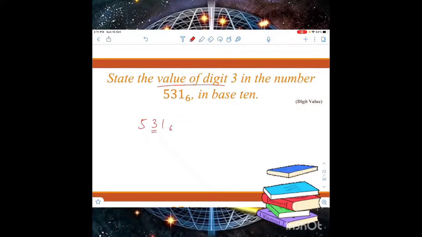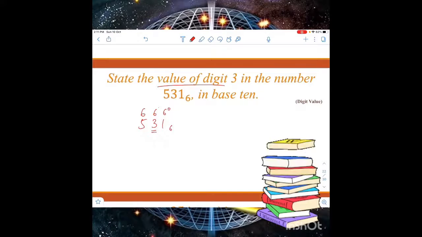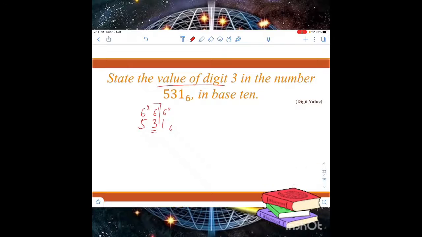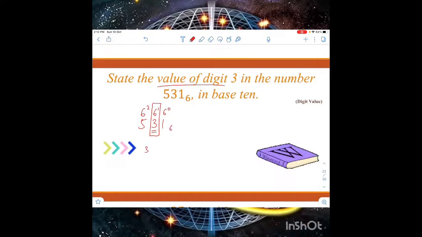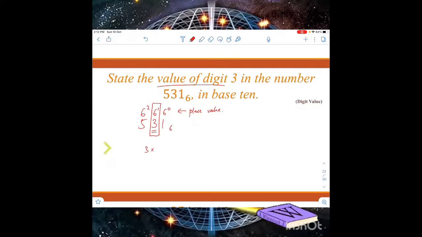Since this one is a number in base 6, we're going to write 6, 6, 6 like that. And then we increase the power from 0 to 1 to 2. Now the only thing that we are interested in is the digit 3. For us to find the value of digit 3, we just multiply 3 with the place value. This thing we call place value.